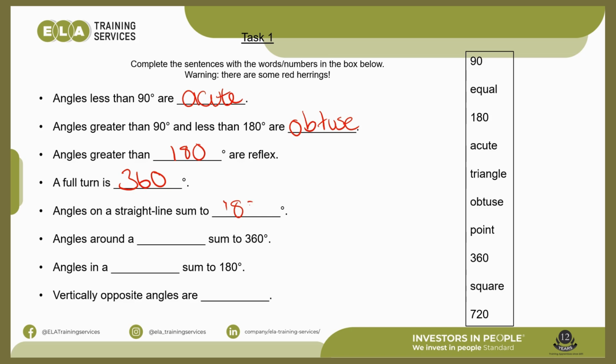Angles around a point sum or add up to 360. Angles in a triangle are 180 degrees, and vertically opposite angles are equal.